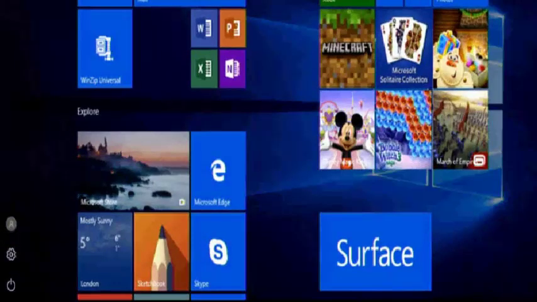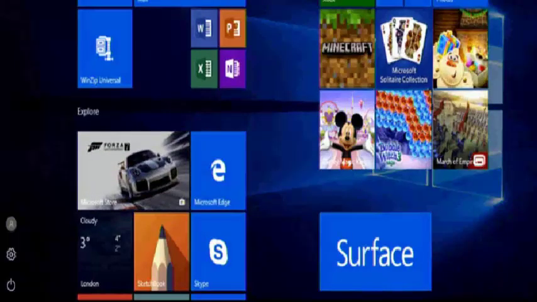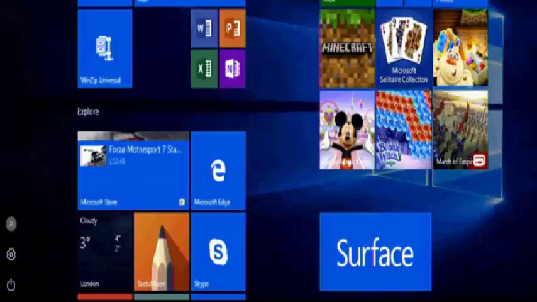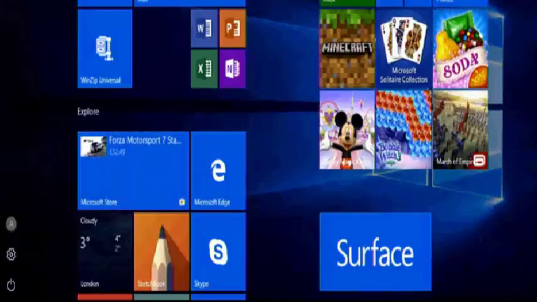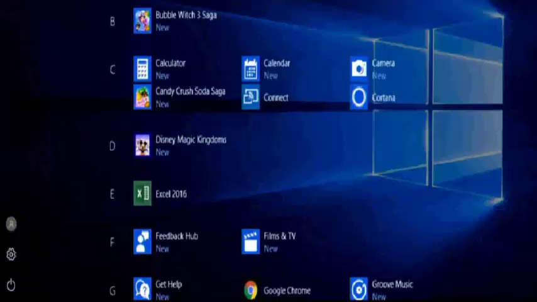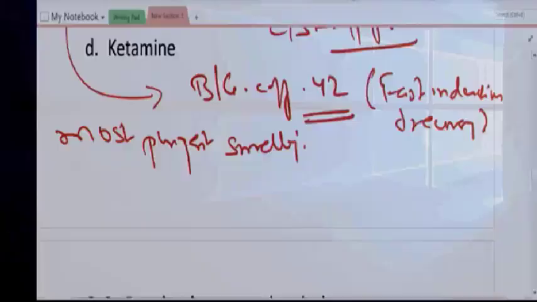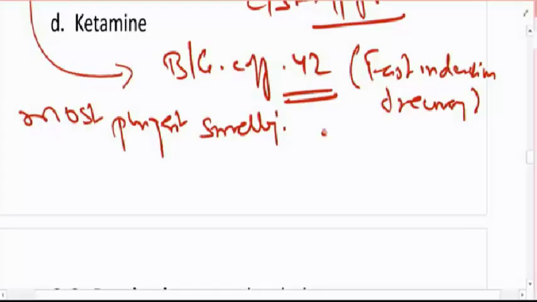Desflurane is heated to a temperature of 39 degrees centigrade. So, if you want to give desflurane, you will have to switch on the vaporizer, which will heat it to a temperature of 39 degrees centigrade. Why? Because desflurane has got a very high vapor pressure.